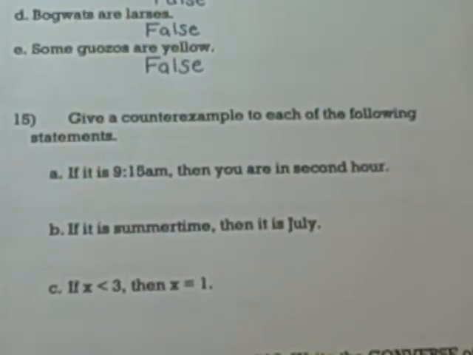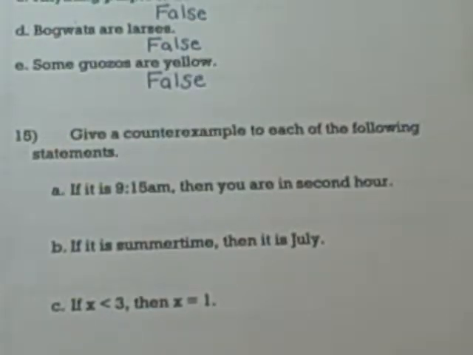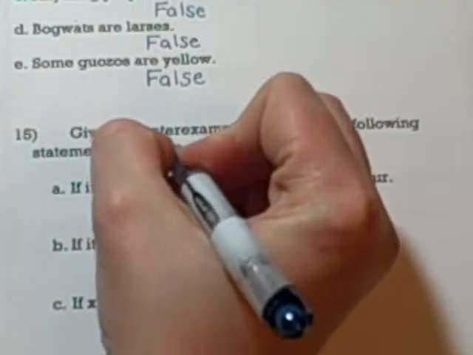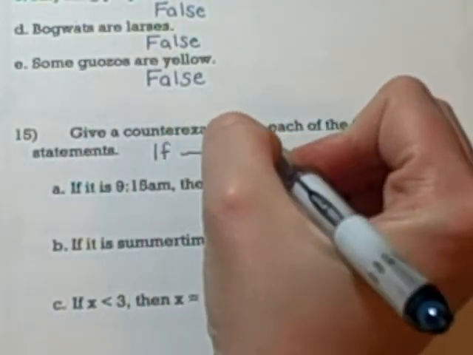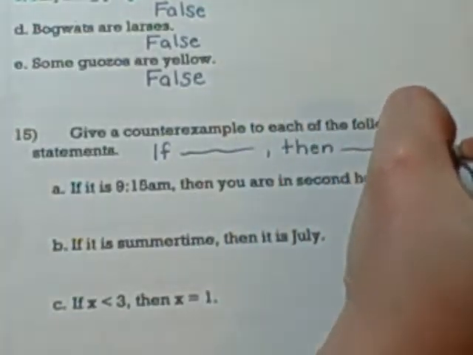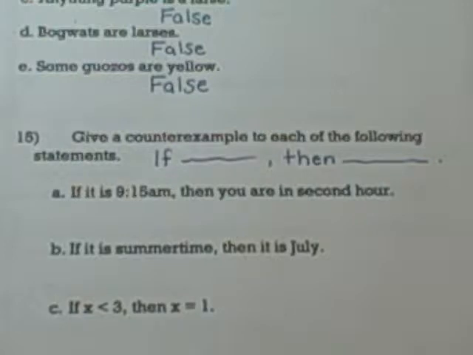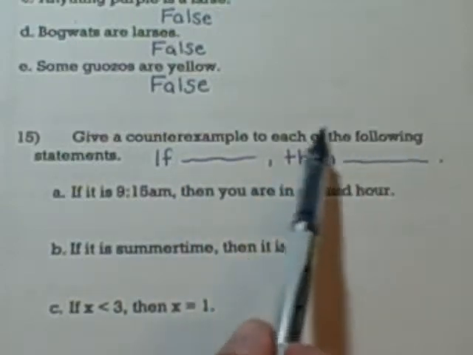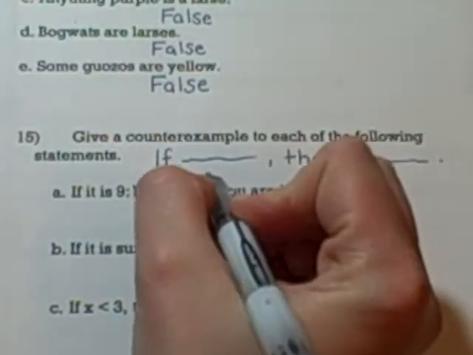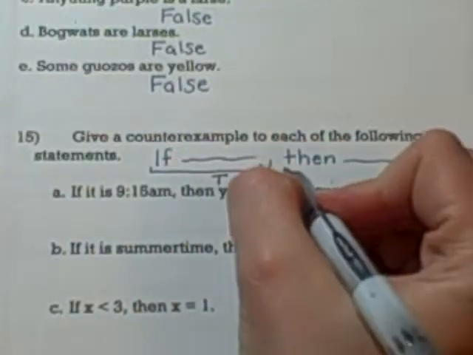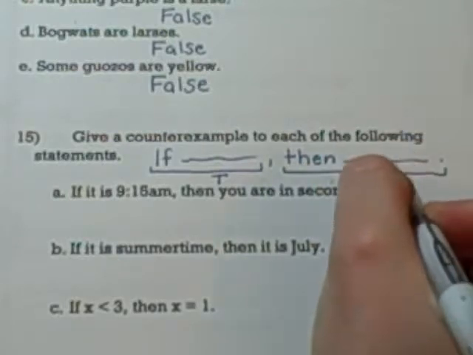Okay, question number 15 is asking about counterexamples. Each one of these statements is written as an if-then. So it's if blah, blah, blah, then blah, blah, blah. A counterexample is a situation where the if part is true, but the then part is false. So just to keep your focus throughout this, we want the if part to be true, and we want the then part to be false.